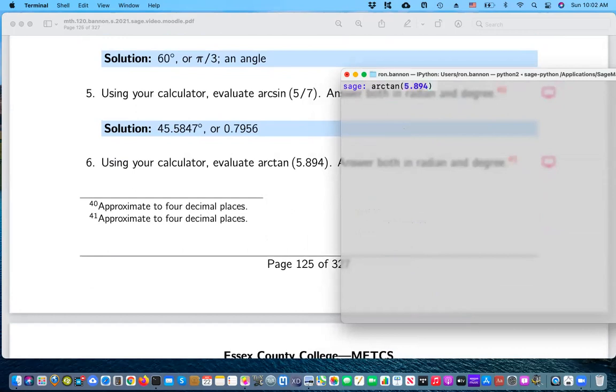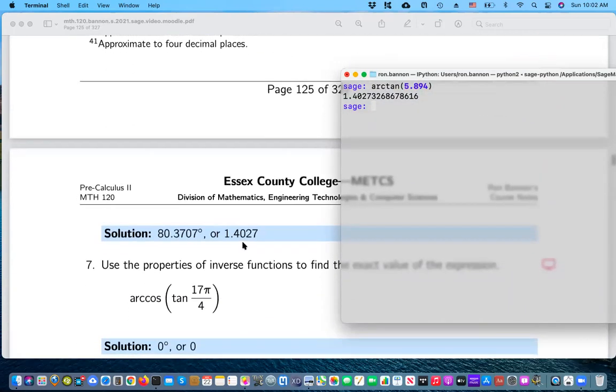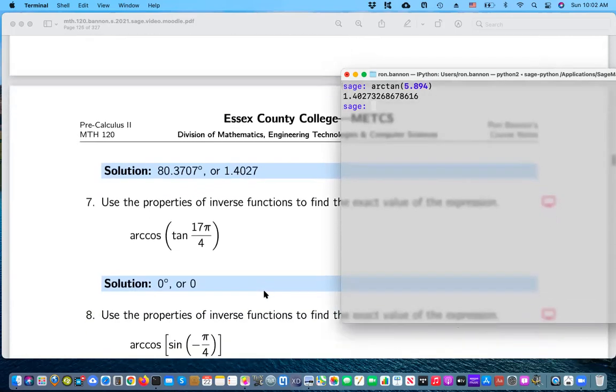Don't be intimidated. You can type. And what do I get? 1.4027. Looks pretty good. I'm not going to do the degree again. Let's do this one over here. This is arc cosine.